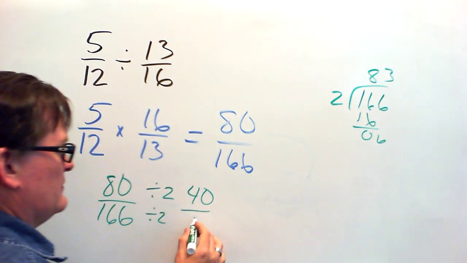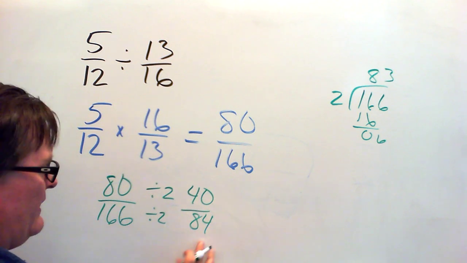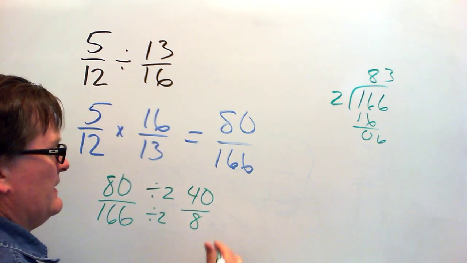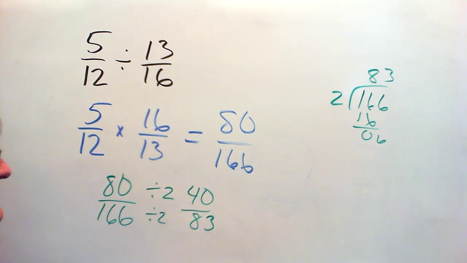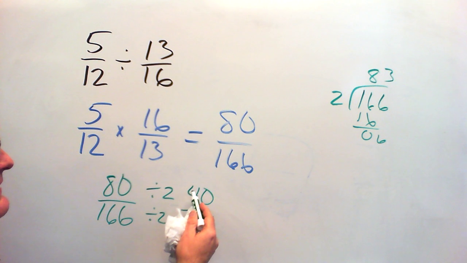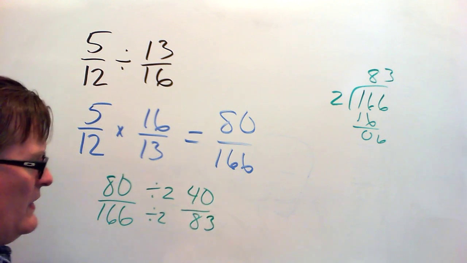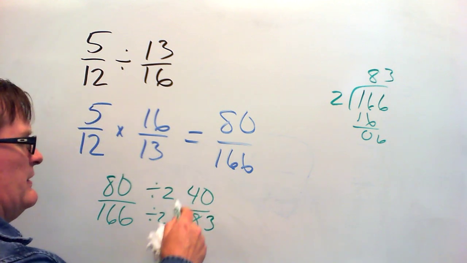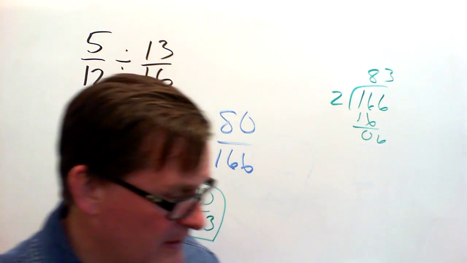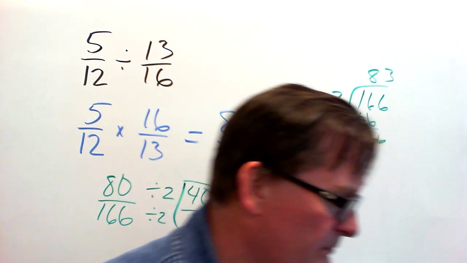Not that bad. So 40 over 83 is my answer there. And I believe, unless I'm mistaken, I have it in simplest form. Nothing comes to my mind that will divide into both 40 and 83. So I believe we got a simple form there. If I'm wrong, send me an email. I'll give you a candy bar and I'll remake this video.